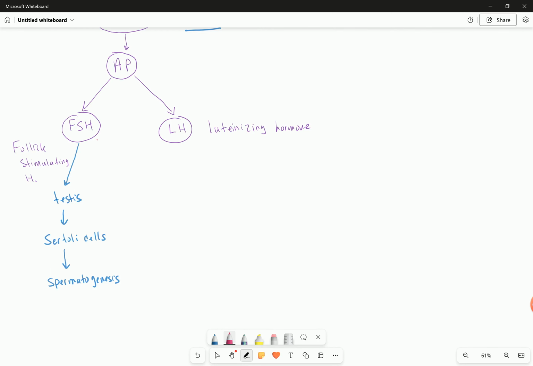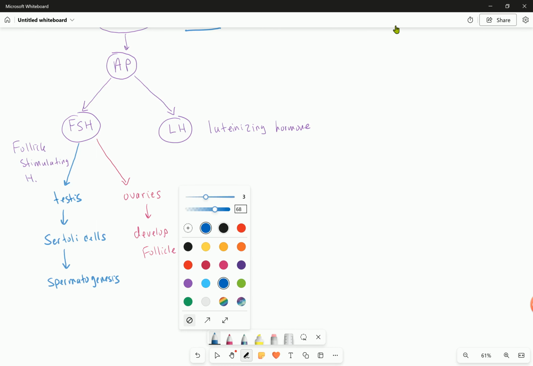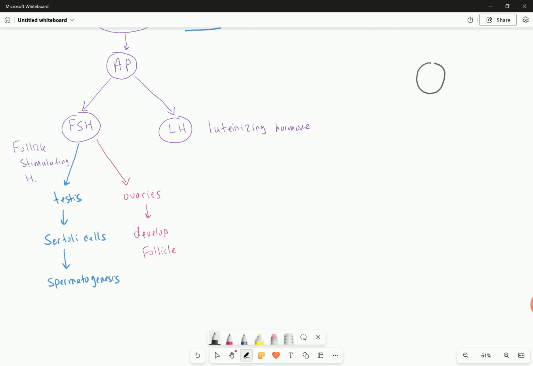Okay, if it goes to the ovaries, then it's going to help develop the follicle. A side note, a follicle is essentially a fluid-filled sac inside of the human body. Now, it doesn't always have to be fluid, but you'll often find that our follicles have some sort of fluid in it. And in this case, inside of the follicle is going to be an egg, also known as an oocyte.